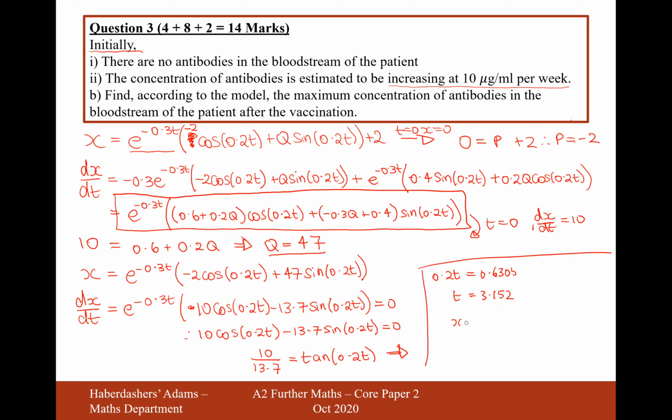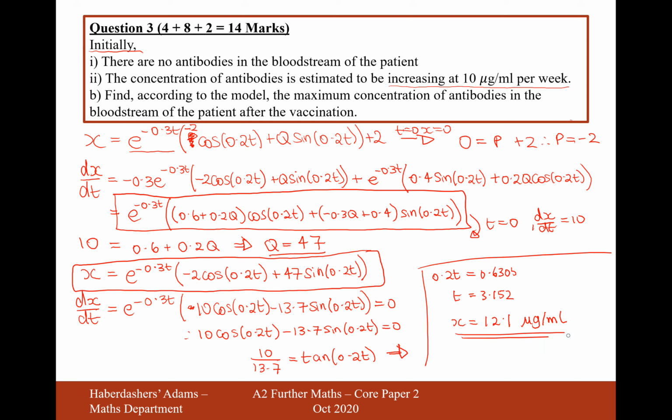So therefore the maximum concentration in the blood, going back to the initial equation now, and substituting in t equals 3.152 using the answer button, we get x equals 12.1. And that would be 12.1 micrograms per milliliter. Okay, there we are. So that's the answer to part B then. Quite a tricky question, that one. And we've got part C to go.